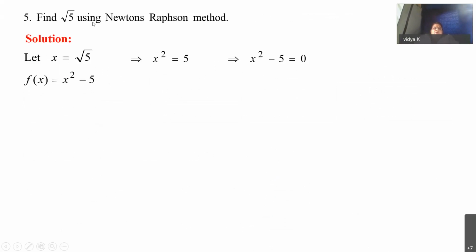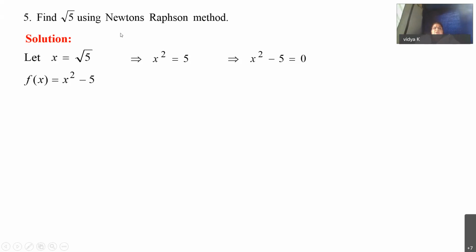Root 5. Find root 5 using the Newton-Raphson method. You can get root 5 directly from the calculator. But behind the calculator, the calculator also has to calculate that. What is the algorithm behind the calculation? The same idea. They have made a program for that, so this is the program behind that.